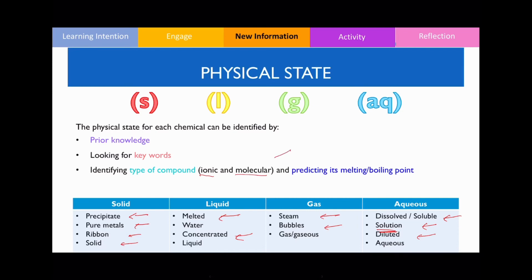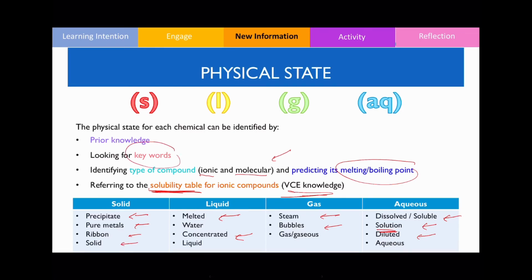But for a molecular compound, so a compound that's just composed of non-metals, generally speaking, they will be in the gaseous state or in the solid state. So you kind of have to predict what its melting point is going to be. And lastly, for ionic compounds, you need to refer to the solubility table to see whether it exists in the solid state or in the aqueous state. But that's more for VCE knowledge, so you don't really have to worry about this. For now, we're just going to be looking at the keywords to actually write and balance chemical equations.